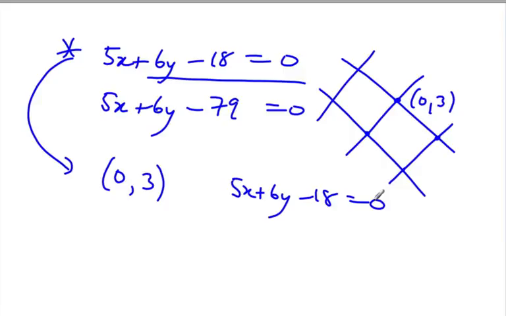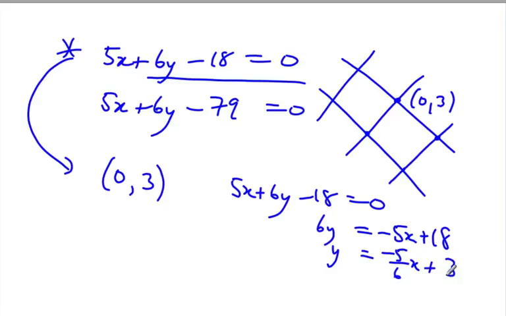Well, let's put the 18 over here. That's known as change side, change sign. Yeah, that's very nice. And we put the minus 5x over here. And this is 6y. So what does 1y equal? Negative 5 over 6x plus 3. So it starts at 3.